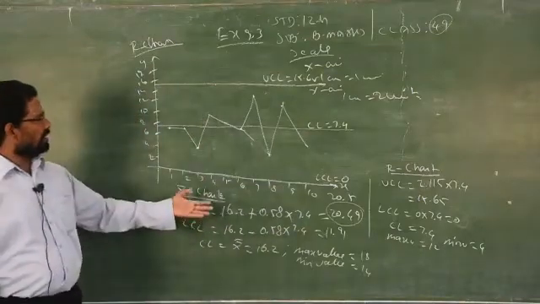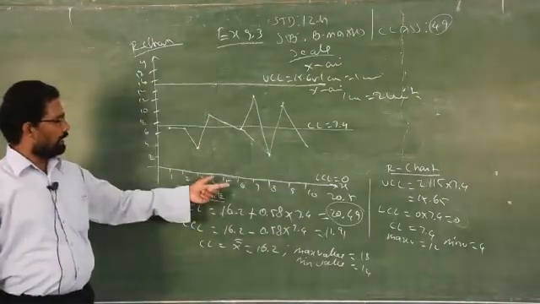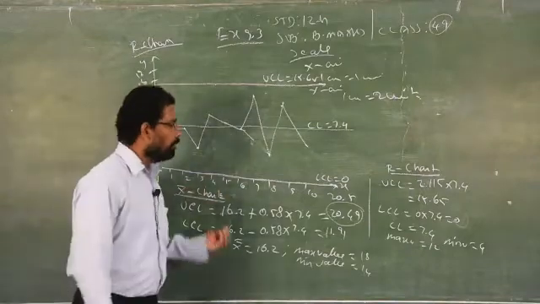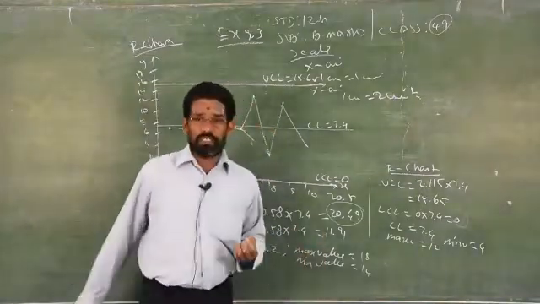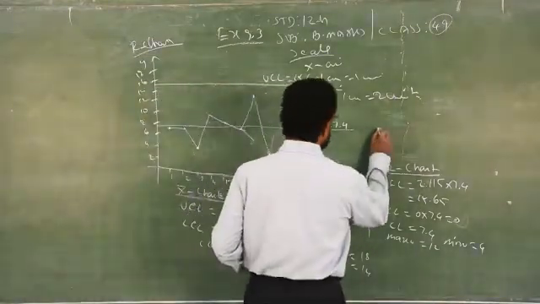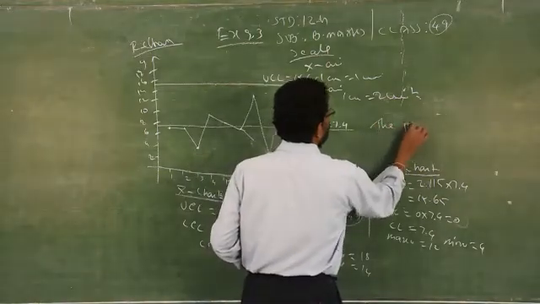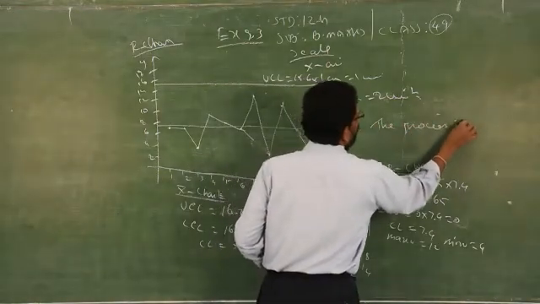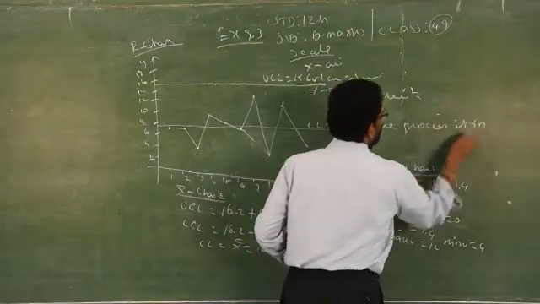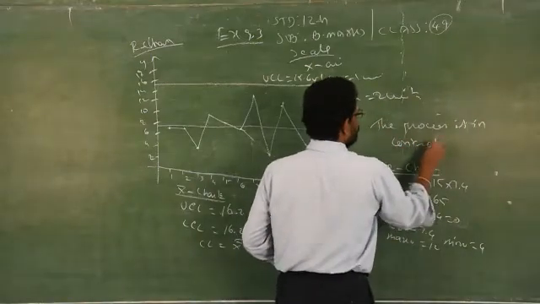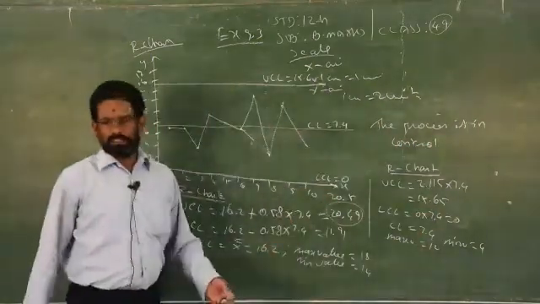So no points come outside of UCL and outside of LCL. Therefore, what is the conclusion? The process is in control. That's all. This is your answer. Clear?